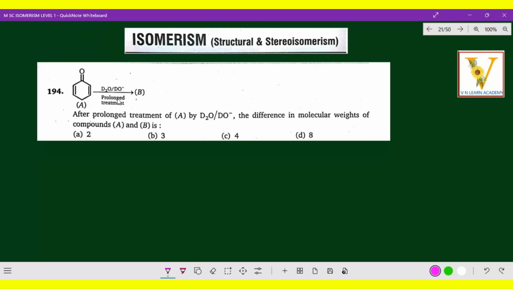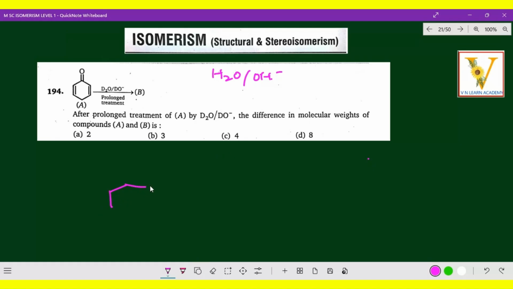Compound. Prolonged treatment with D2O and OD minus, that is heavy water and OD minus. D2O is actually a hydrogen isotope compound, heavy water, right? Prolonged heating, what is the product you will be getting?